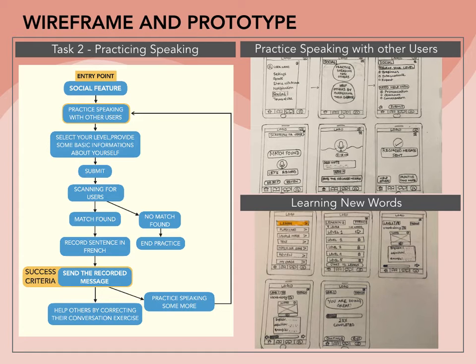Let's look at the second key task, which is practicing speaking. This comes under the social category. Here, Olivia selects the Practice Speaking with Others button and then selects her skill level and the challenges she is facing. Once she submits her requirements, the app looks for a match who can help Olivia with her French pronunciation. Next, she can record herself, add notes if necessary, and send it to receive feedback.